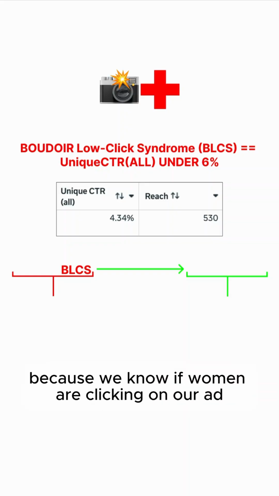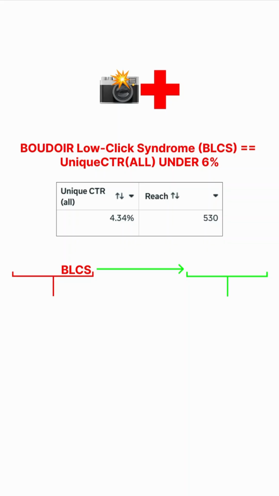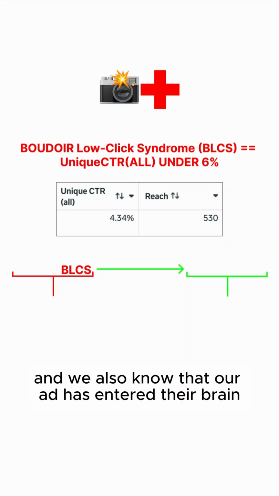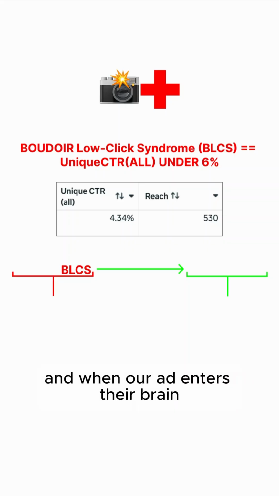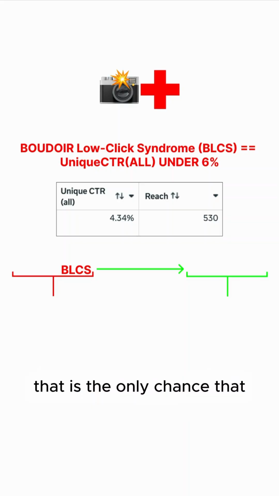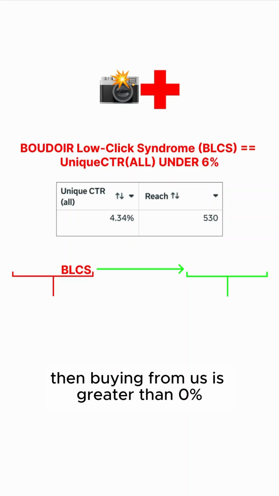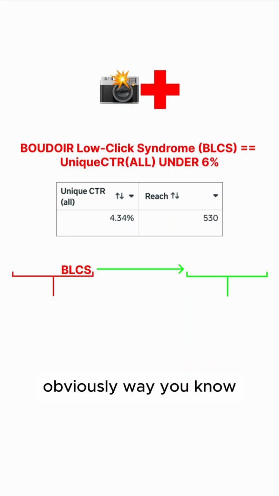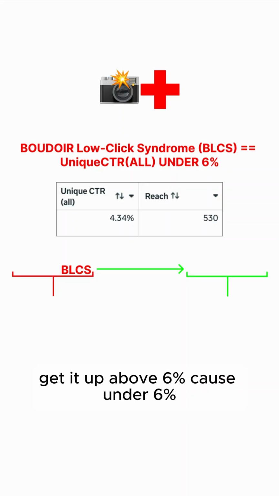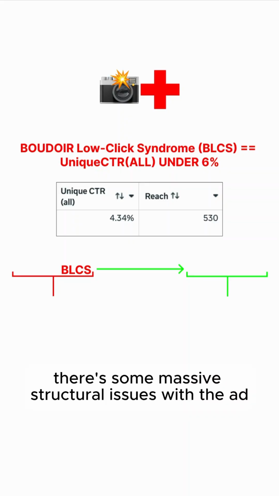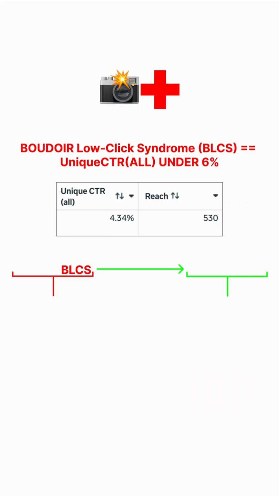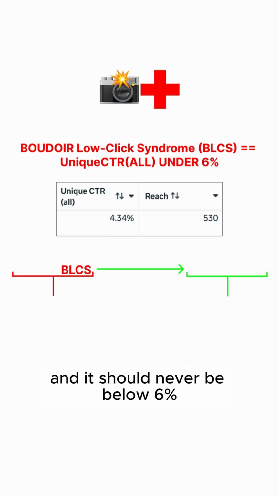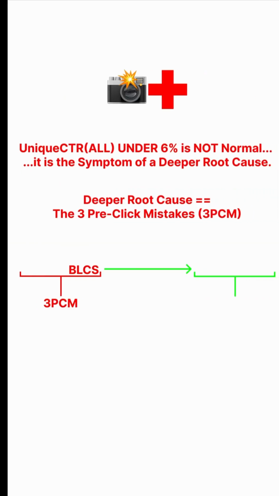Now we care about this because we know if women are clicking on our ad, then they're not scrolling by. And we also know that our ad has entered their brain. And when our ad enters their brain, that is the only chance that them buying from us is greater than 0%. So we need to get this number up as high as possible. Obviously, get it up above 6%, because under 6%, there's some massive structural issues with the ad. And it should never be below 6%. 6% is like the bare minimum.